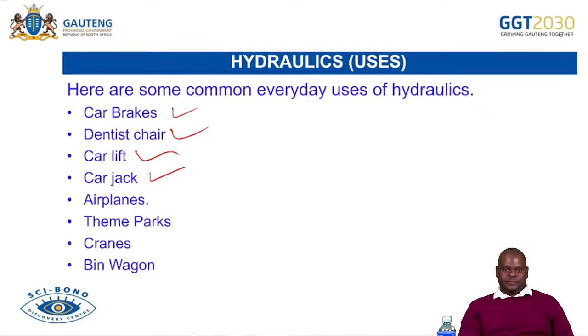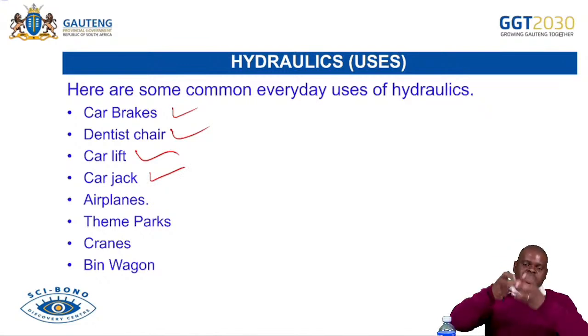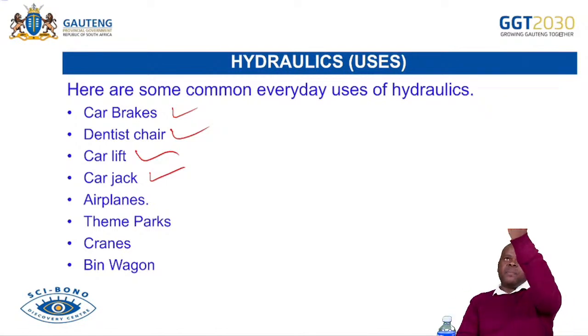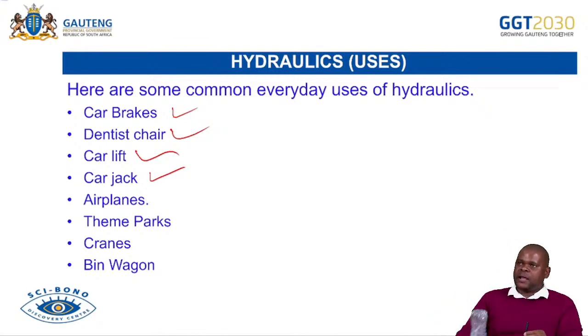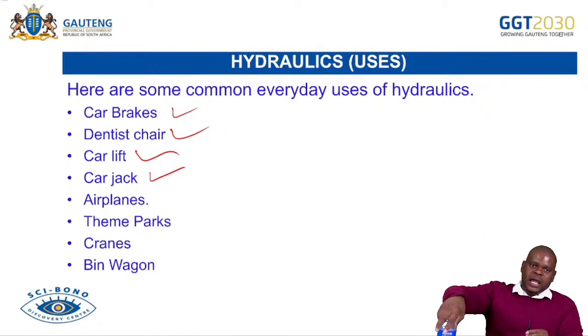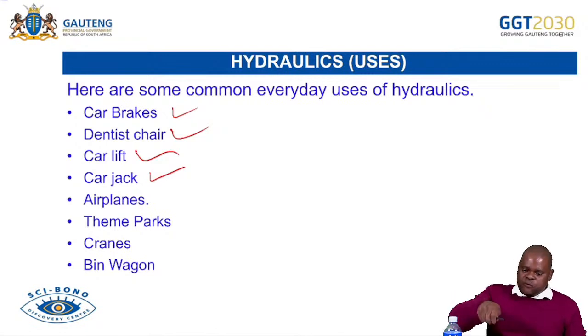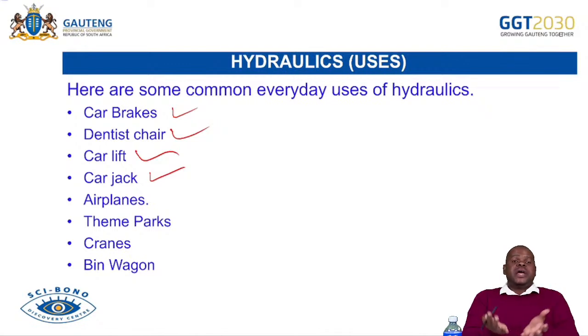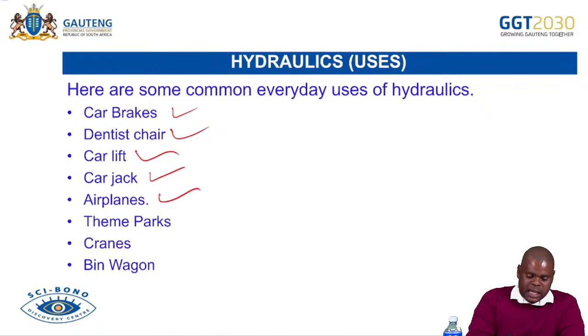Car jack, the hydraulic one, you know, the one that has oil, the one that you pump like this, and then there is a piston that goes straight up like this to pick up the car. And remember, you're only applying a small force when you're pumping that jack, but it can carry a car upwards. And then they say airplanes. I've never seen this one. Airplanes, how is it used? And then the theme park.